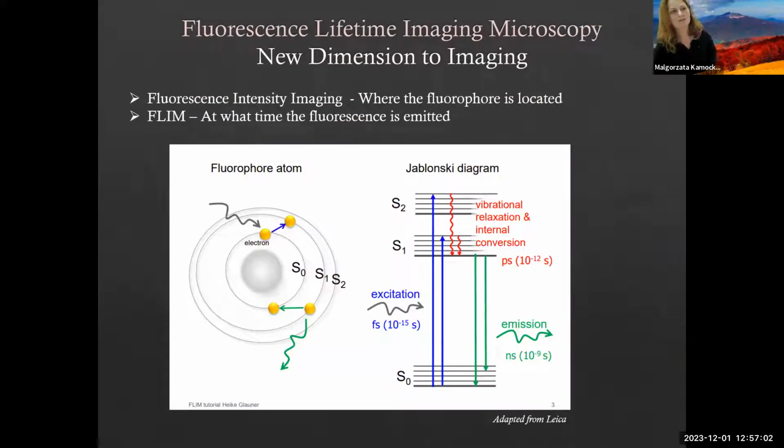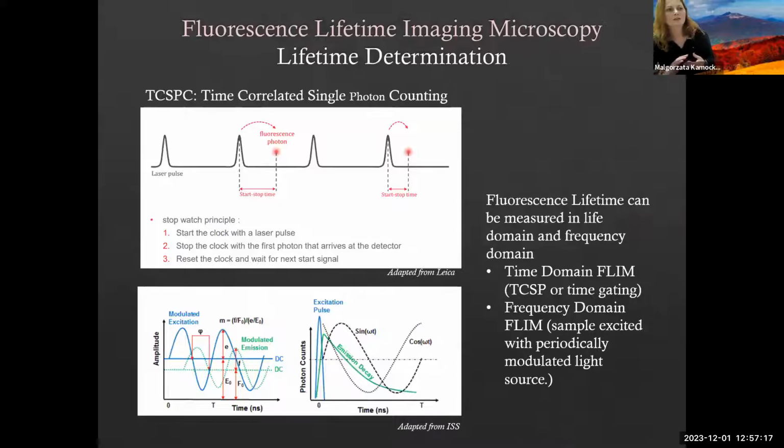So fluorescence lifetime imaging is basically a technique which allows us to look not at where the fluorophore is located and at fluorescence intensity, but at what time the fluorescence is emitted. There are two fluorescence lifetime measurement techniques which can be done. One is time domain fluorescence lifetime microscopy, when you basically apply a pulse of laser and you look at when the photon arrives after the pulse of laser.